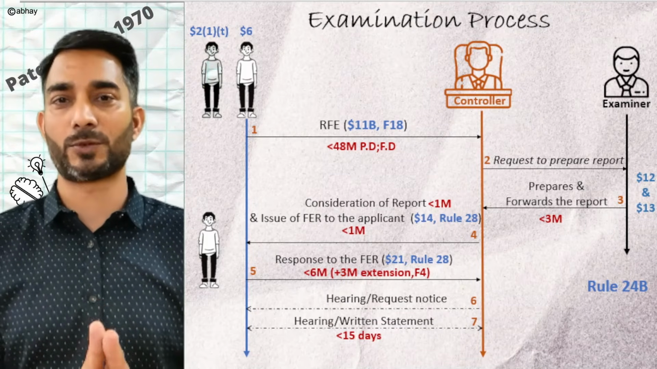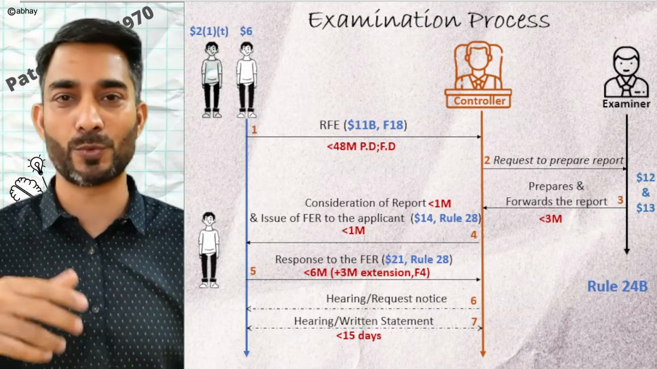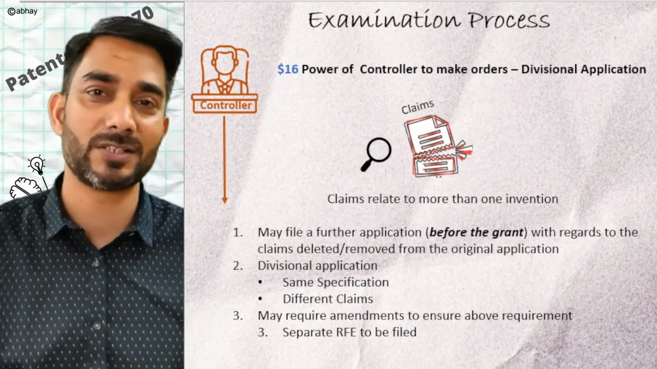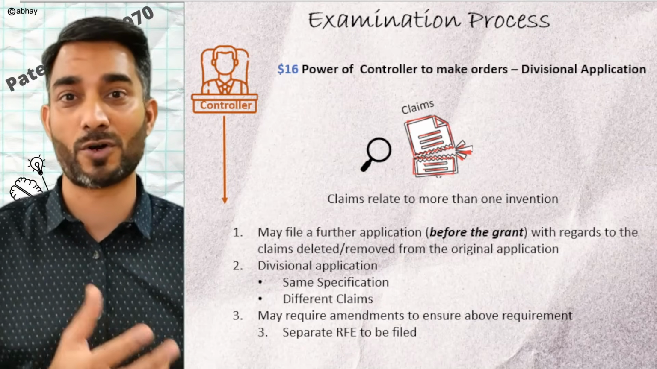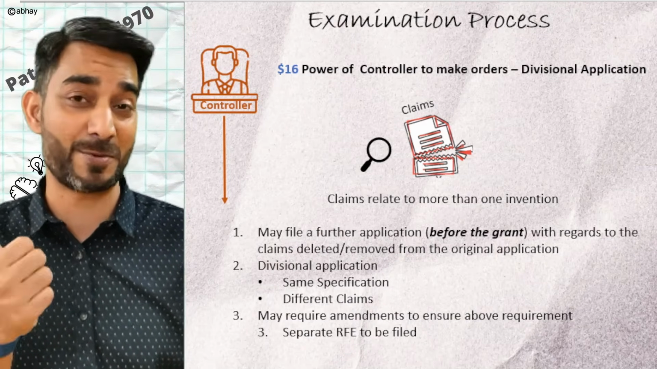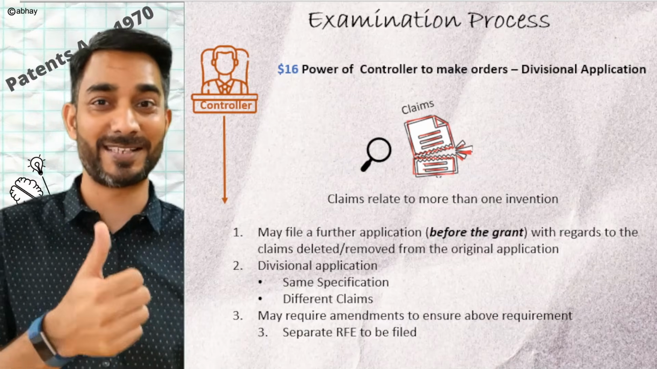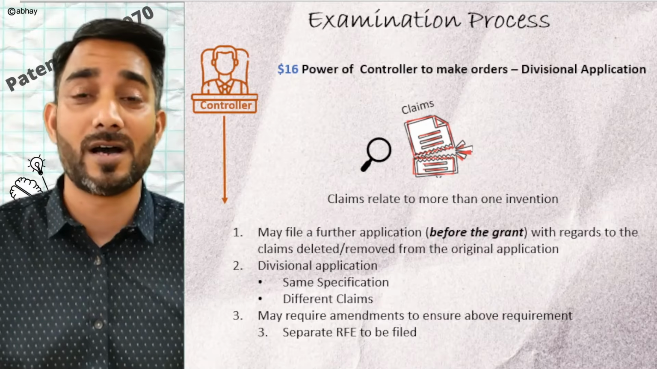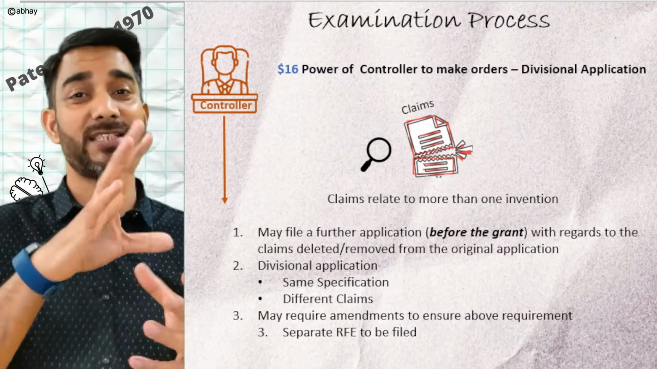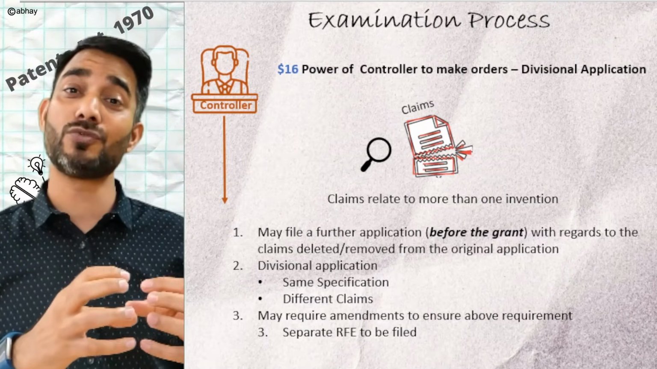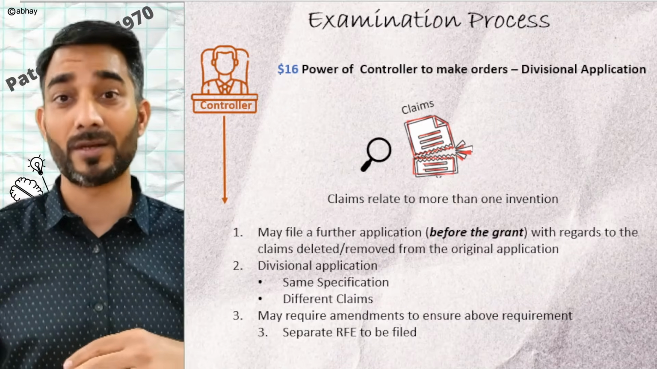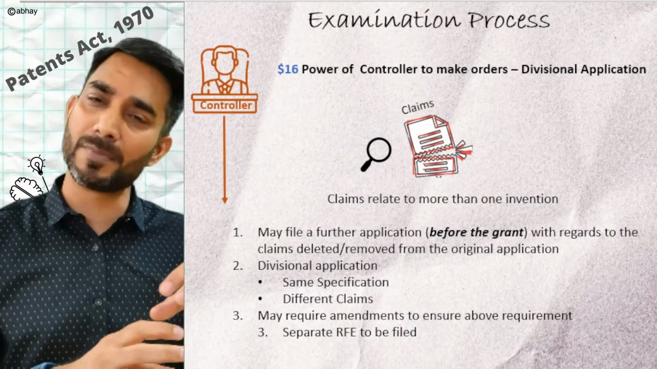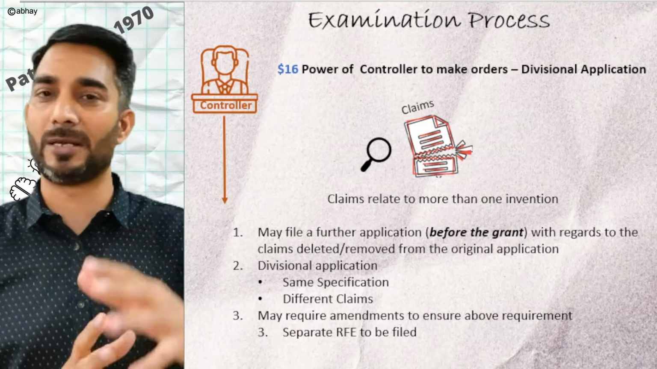Now the controller has to make a judgment call whether to allow the application or to reject the application. There could be a case where the claims in the application may not be satisfying the requirement of section 7.1 and section 10.5, unity of the invention. So the controller may ask the applicant to choose a set of claims that he would want to be in this application, and the removed or other set of claims can be filed as a divisional application.